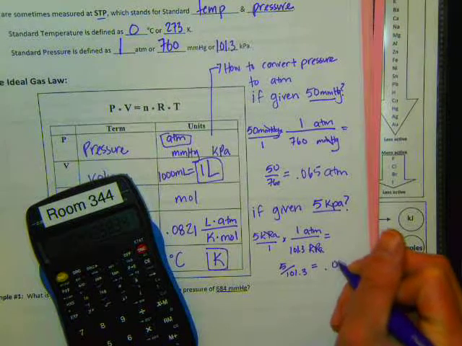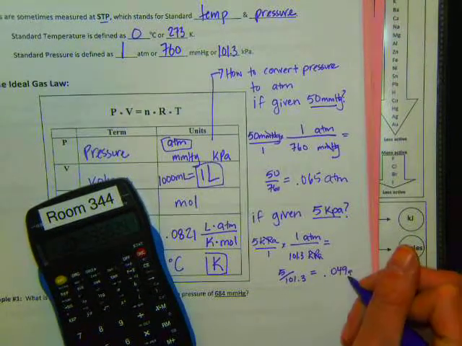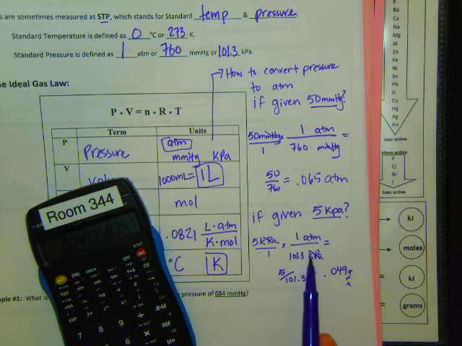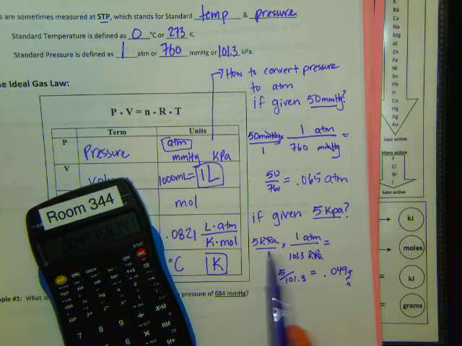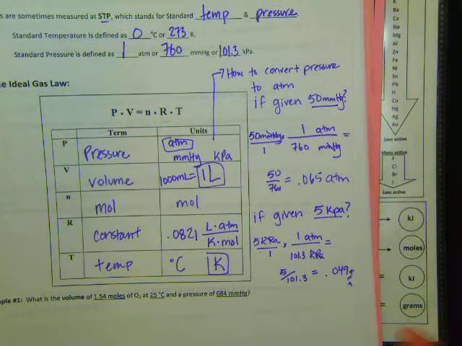Are people getting 0.049? Beautiful. ATM. So I start with 5 kPa. To cancel out, it has to go on the bottom on the next line. And then I convert to 1 atmosphere. Remember, if you want to get rid of something, you have to put it on the bottom. Okay? So you do have to take a couple extra steps with PVnRT, but I think once you get the hang of this, you'll kind of understand it.